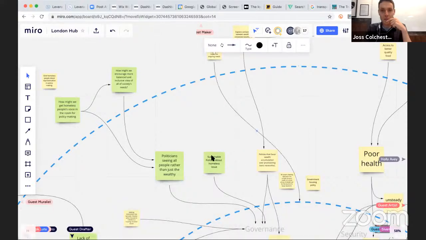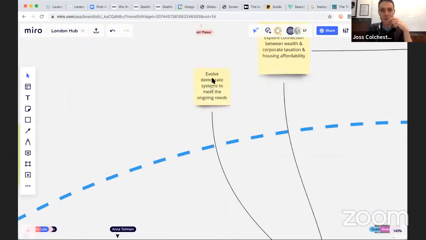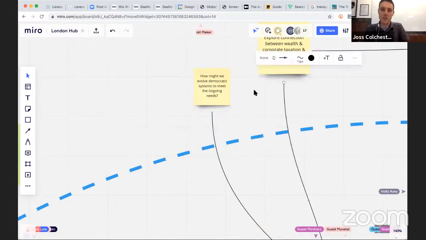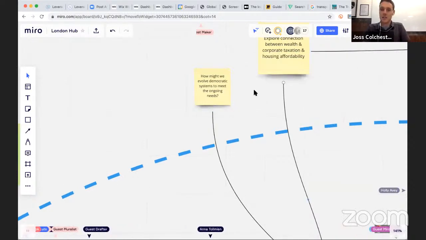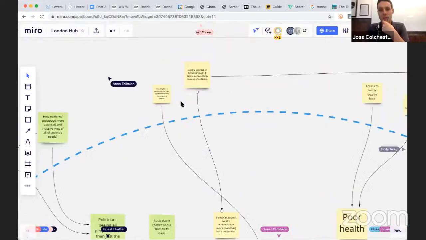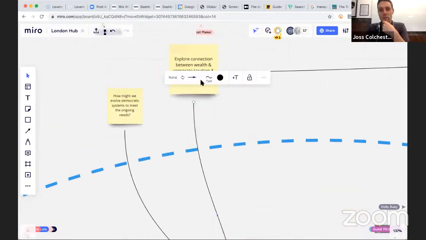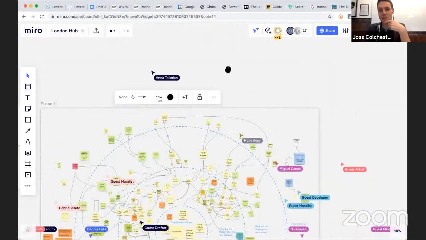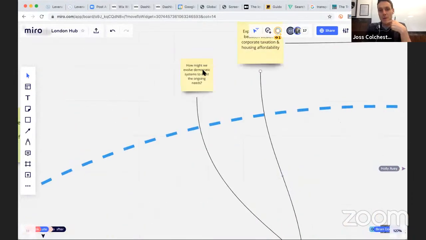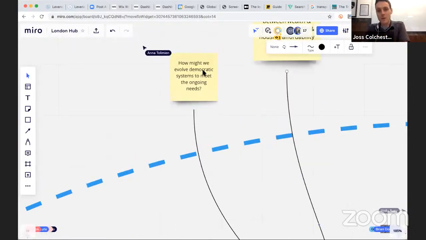Okay, it's good to frame this as a question, I think, because we're trying to come up with places we're going to intervene. So how might we evolve democratic systems to meet the ongoing needs? It's still a bit, you might want to get more specific, because this is where the output to all of this is going to be, where we want to intervene in this system, right? So this one might be a bit too big to bite off. We might want to refine it a bit.